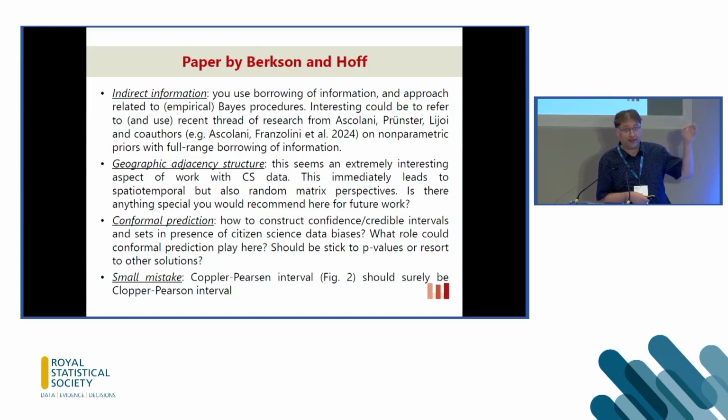The geographical adjacency structure, which is also in your paper, leads naturally to different aspects, both spatiotemporal, as already mentioned, and also, again, more probabilistic. You could model adjacency in a random matrix or similar context. Could this provide, again in the line of what I started, further perspectives? Conformal prediction, as you mentioned. The question is, are there any specialties, any possible singularities in constructing confidence or credible intervals on sets, and what kind of p-values or e-values related to conformal prediction could possibly be used in future here?